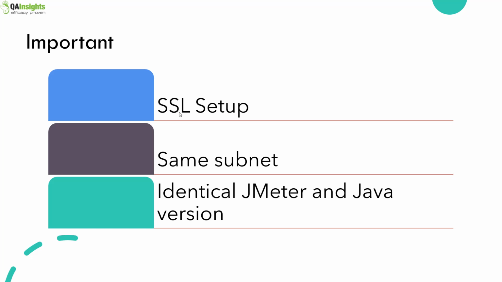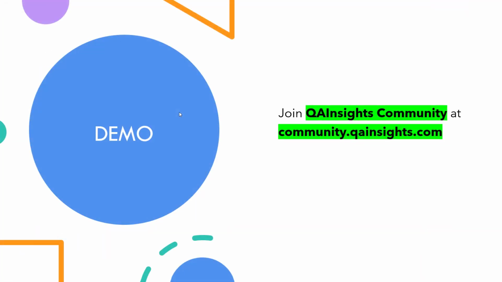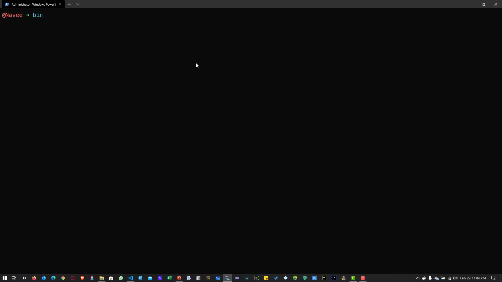And make sure the JMeter version and Java version are identical. You can mix and match the operating system, I don't care. Make sure those operating systems are able to run JMeter and Java. Those are the only prerequisites. Now let's go to the command prompt and see how you can set up the master and worker. This is my master machine, Windows 10. And I have another worker machine which is a Raspberry Pi, which is in my home network.